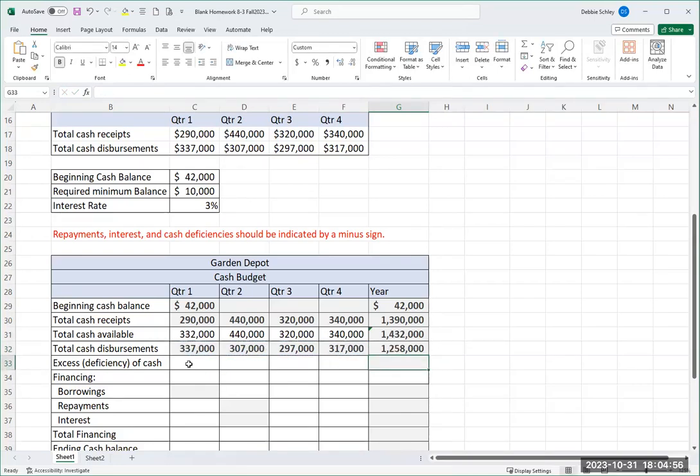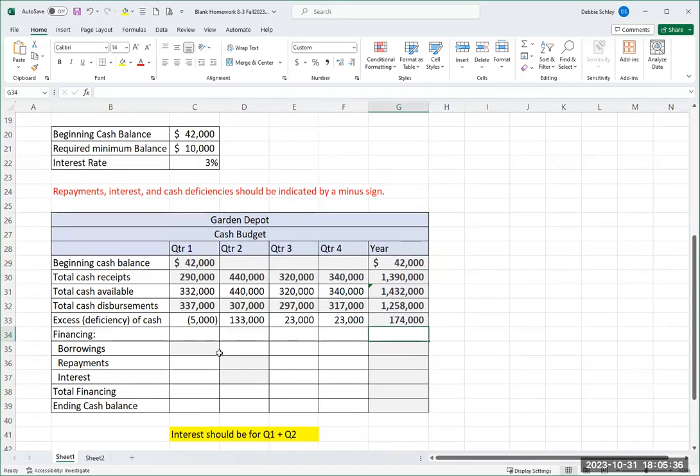Okay. Excess or deficiency of cash is simply going to be this number minus this number. And already you can see this is a negative $5,000. So that's not cool, but we'll get there. So I'm going to drag that across there. And then again in this one, we're going to take this minus this up and down in this total column, just to be sure. Okay.